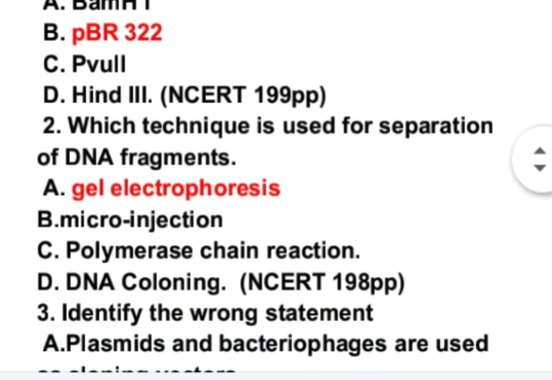Next question is, which technique is used for separation of DNA fragments? See, the gel electrophoresis is used for the separation of DNA fragments. Therefore, the correct option is A.